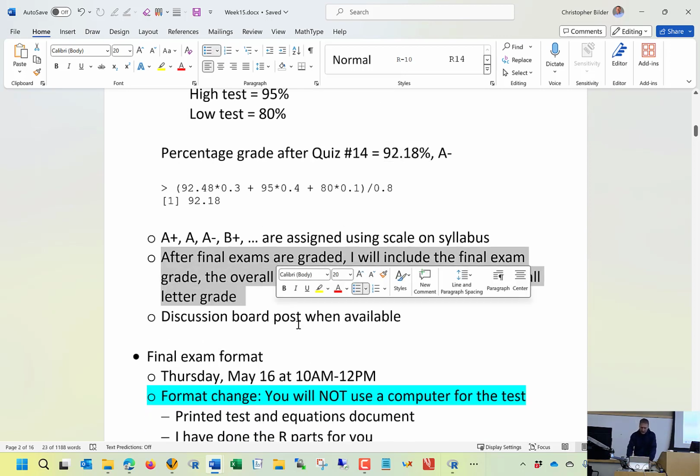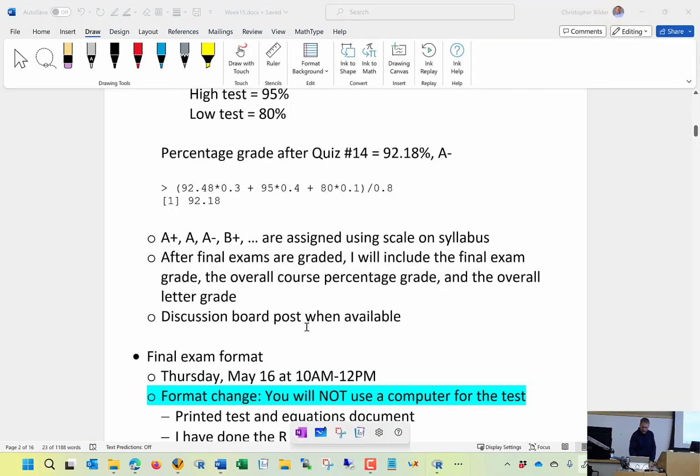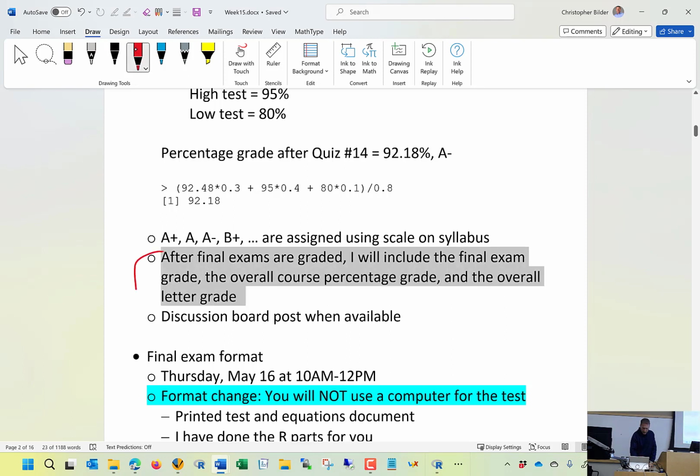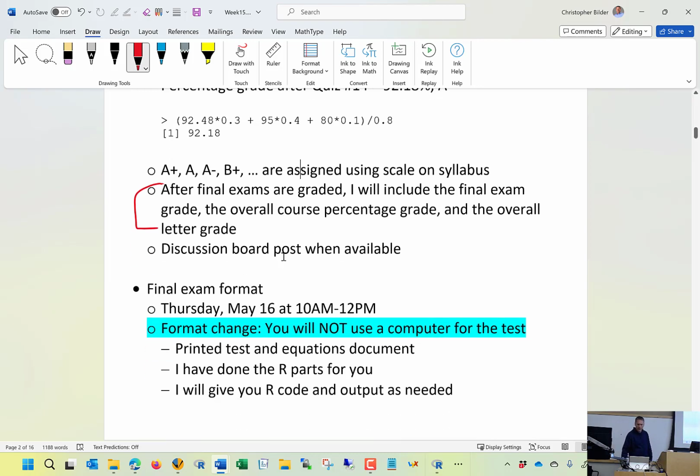Now, after the final exams are graded and I've calculated your overall grade, I will upload your final exam grade. I will upload your overall course percentage grade and your overall letter grade to Canvas, and that's where you can check that information out. I will let you know when that is done through a discussion board post, although I think Canvas will automatically notify you too.